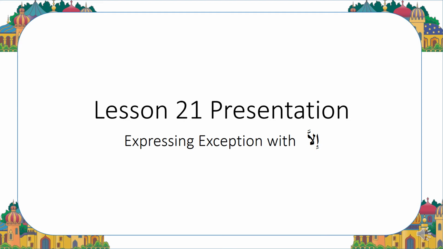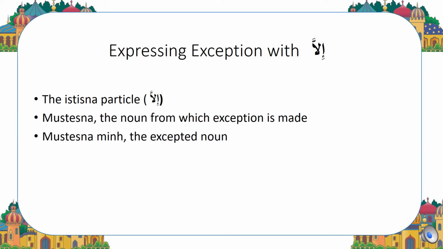Lesson 21. Expressing exception with إلا. In this lesson, I will be talking about the Istisna article and how it is used in Arabic. Basically, there are three core elements in an Istisna sentence.